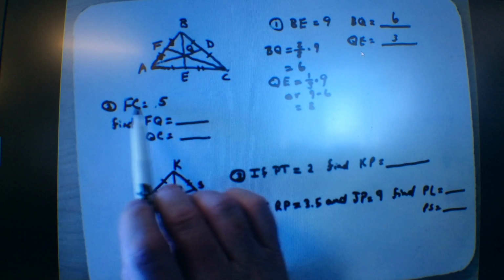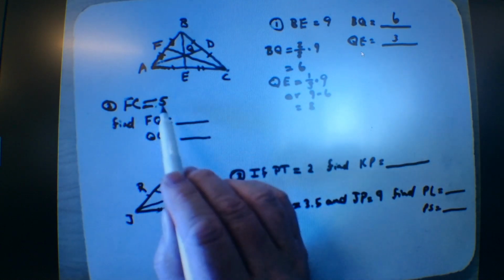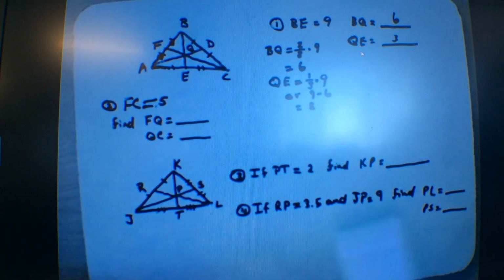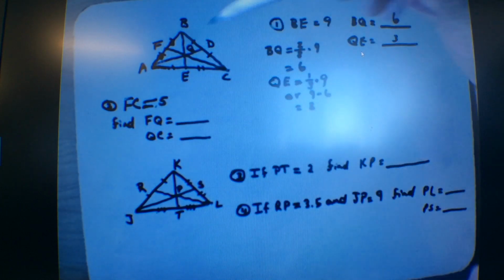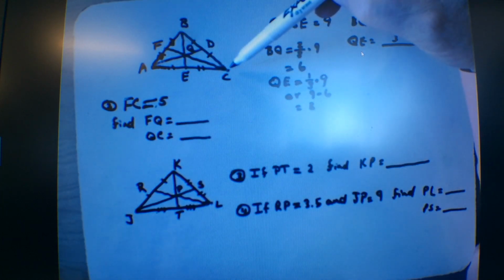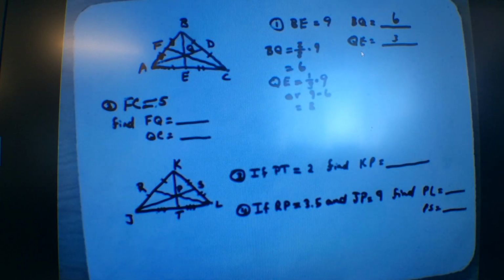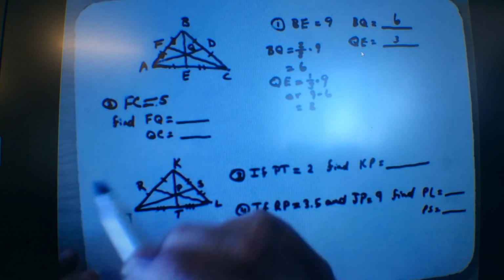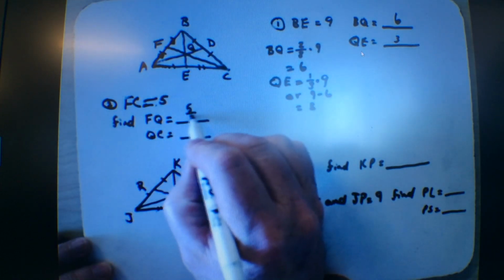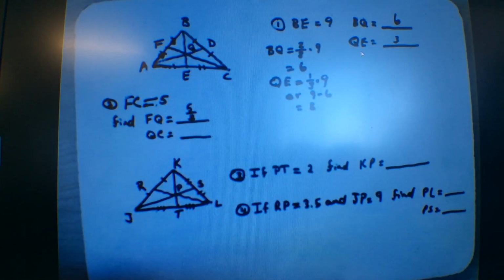All right, let's go over here. Now FC is 5. Find FQ and QC. FC, the whole thing is 5. How big is FQ? Your answer's not pretty, is it? How big is it? 1 2/3. Or 5/3, which is 1 2/3. Very good, both of you.